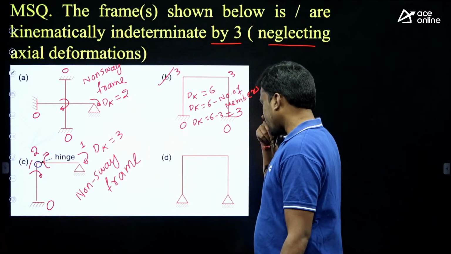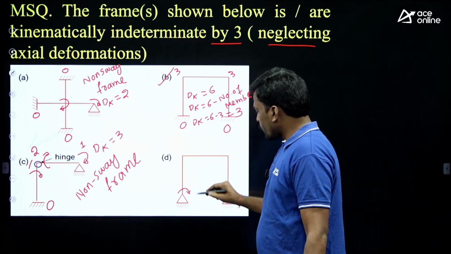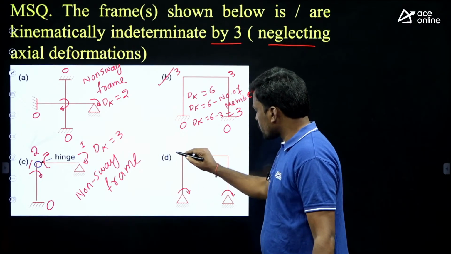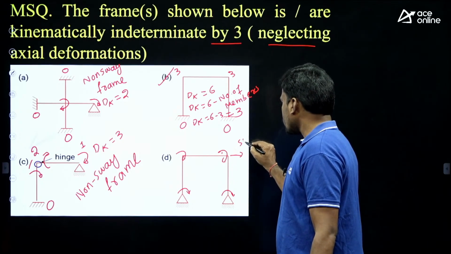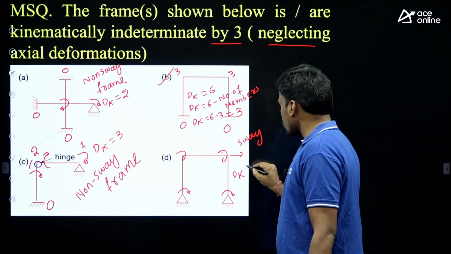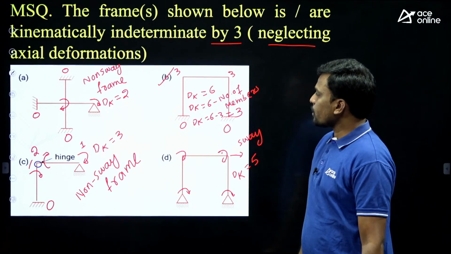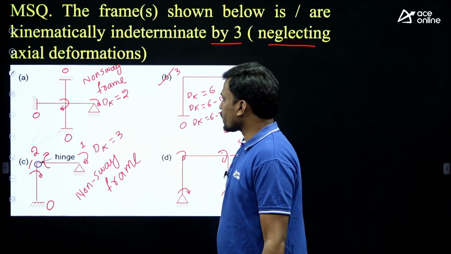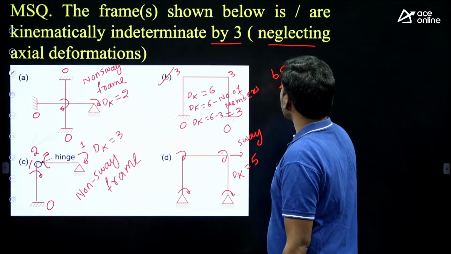Then here, how many degrees of freedom? Neglecting axial deformation, here one rotation, here one rotation, here one rotation, here one rotation, and here one sway. What is the Dk value here? Dk equals 5. So what is the answer? B and C are correct.